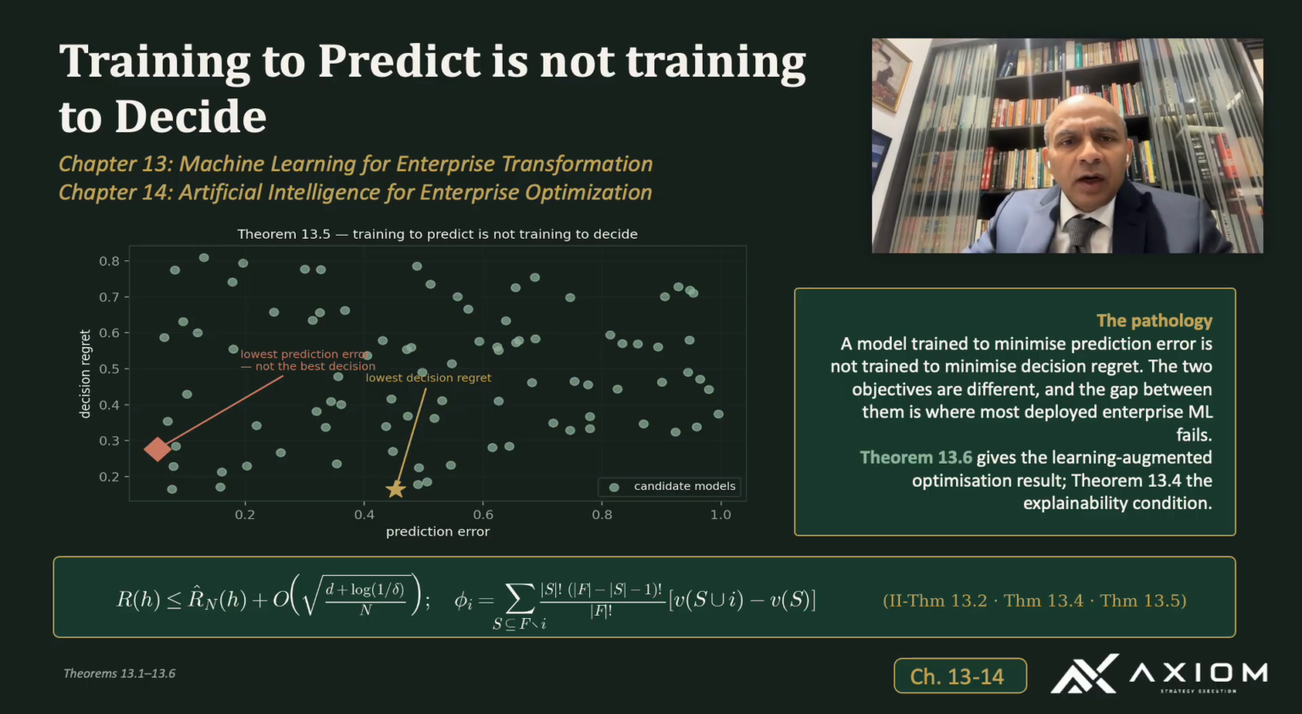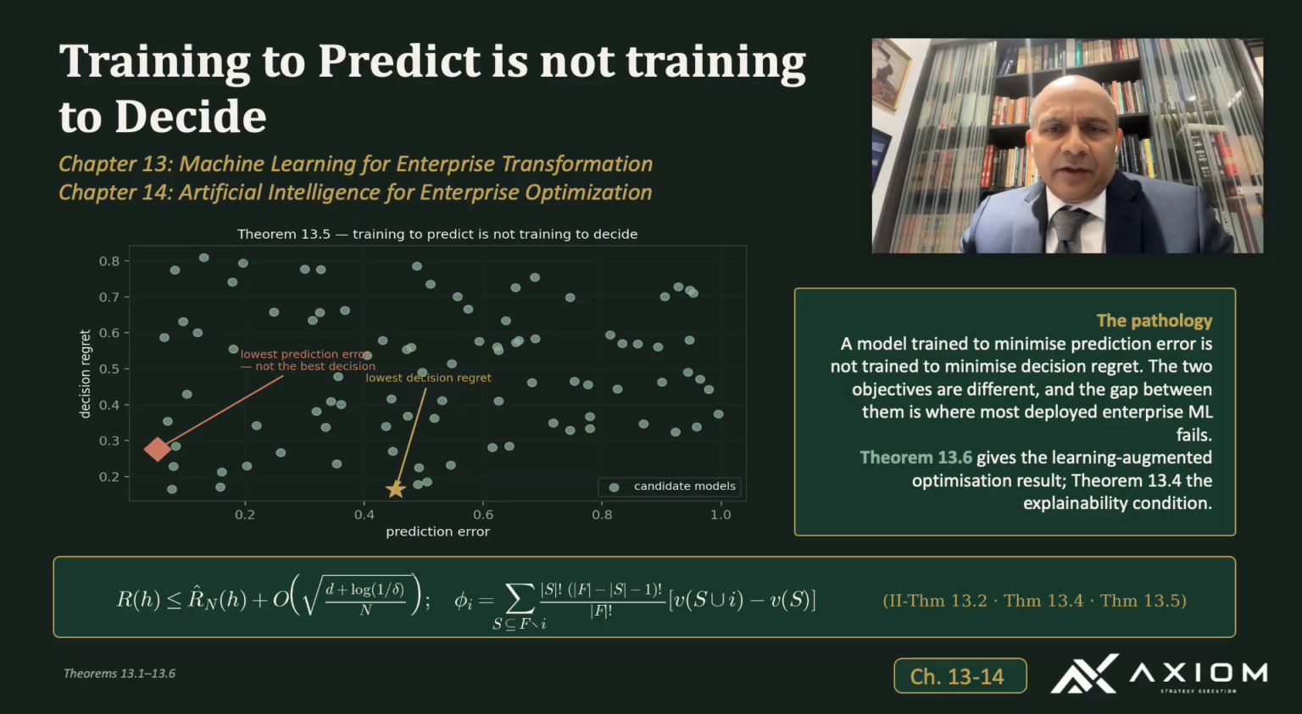Theorem 13.4, Enterprise Explainability Theorem. Shapley values provide the unique attribution of an enterprise prediction that fully allocates the prediction across features while satisfying efficiency, symmetry, zero credit for irrelevant features, and linearity.